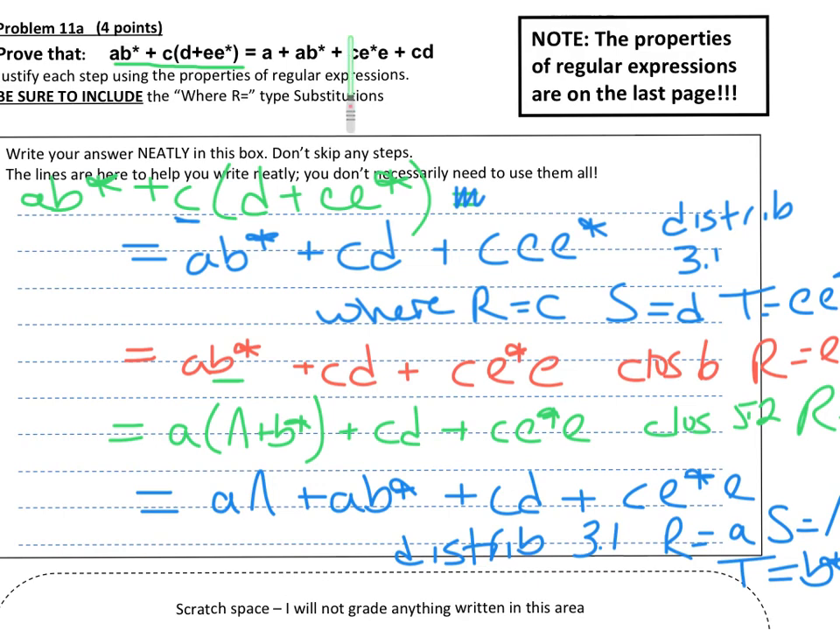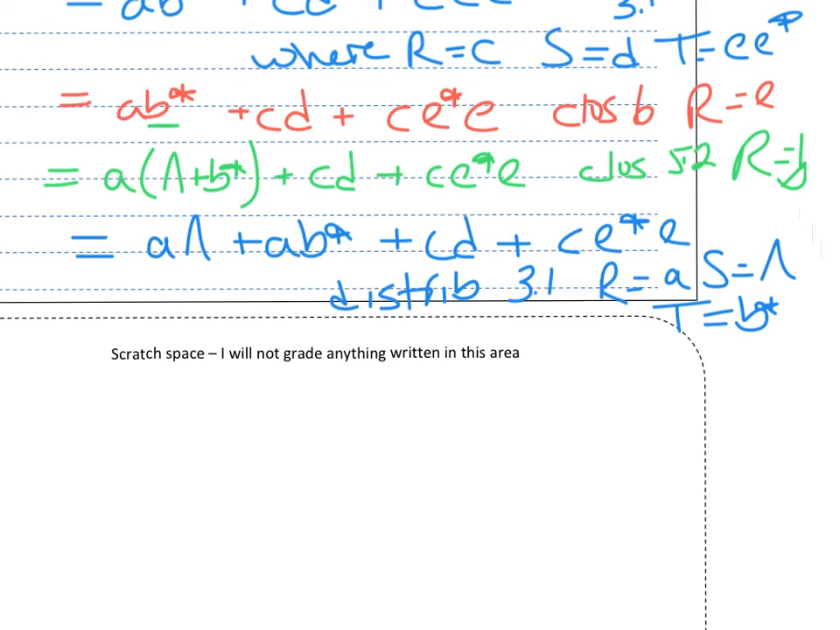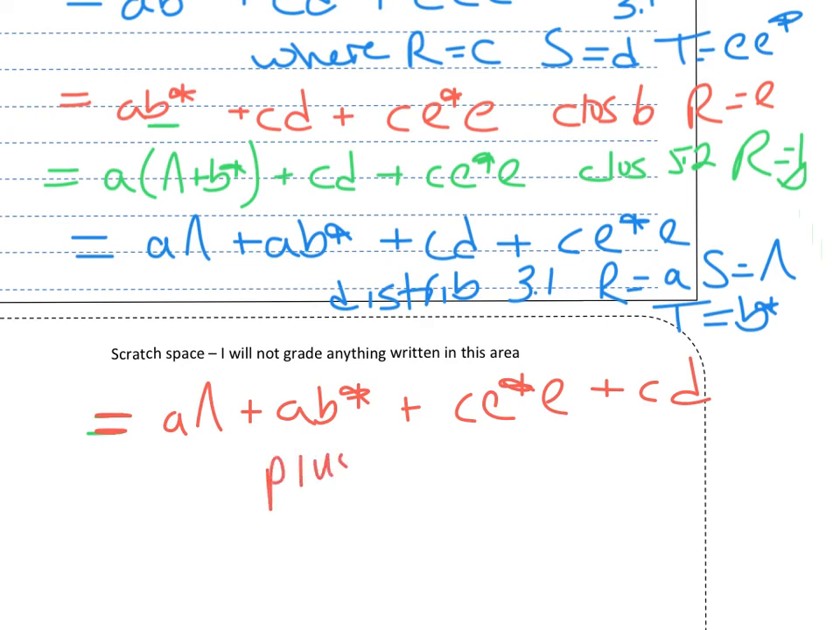I guess we need to swap these two, and we can do that using plus 1.1. So let's do that next. What color am I on? Red. Equals, oops, I don't want green or red. Equals, there we go. So we're swapping the last two using plus 1.1, right? A lambda plus AB star plus CE star E plus CD, and that is just by plus 1.1, where R equals CD and T equals CE star E.